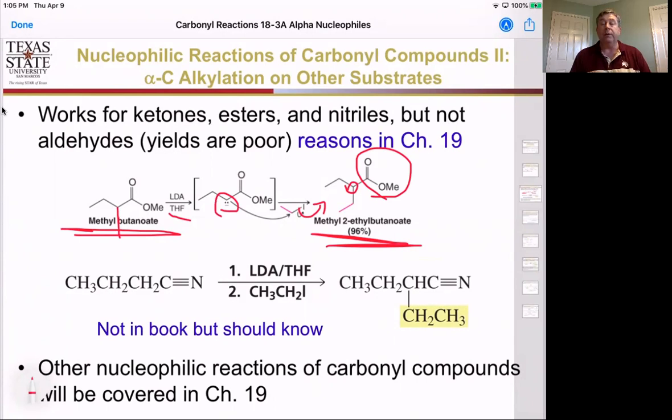Okay, we can do this same type of reaction using the cyanide group as our electron withdrawing group to deprotonate from this alpha carbon here. And once we deprotonate, we can get this to act as the nucleophile to displace iodine and give us our branched nitrile compounds.